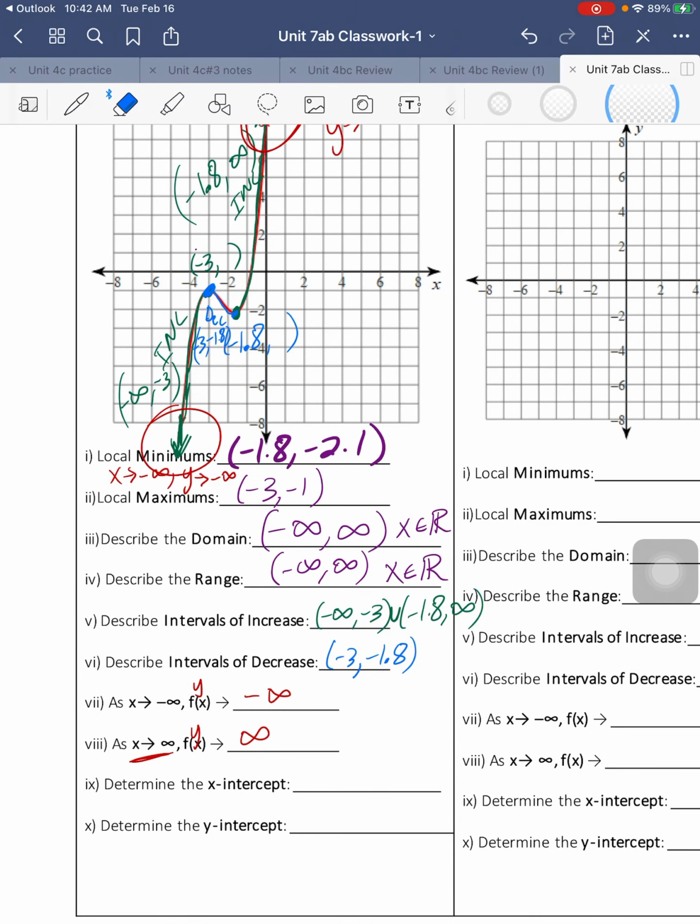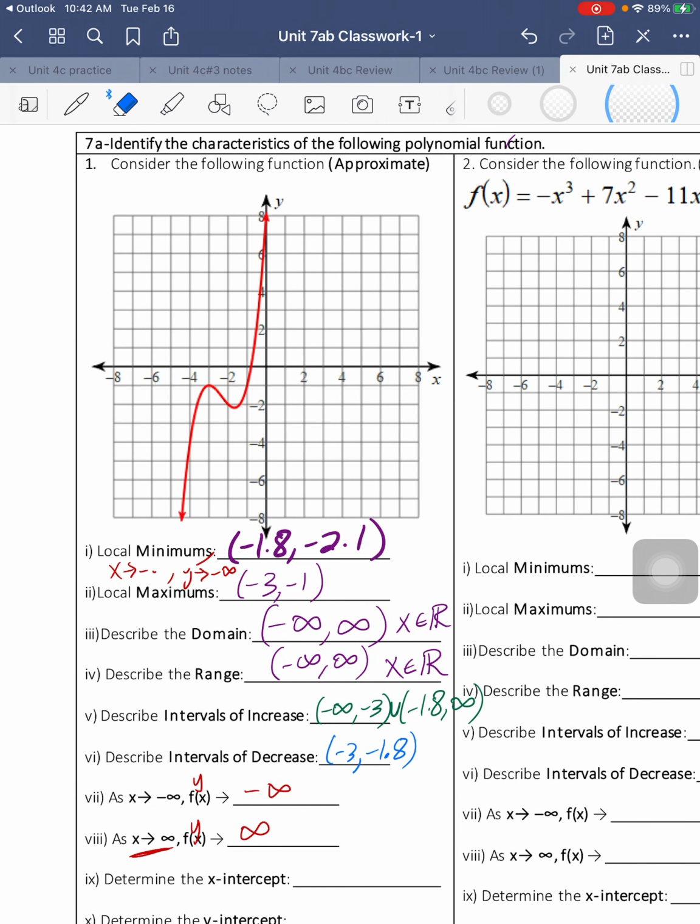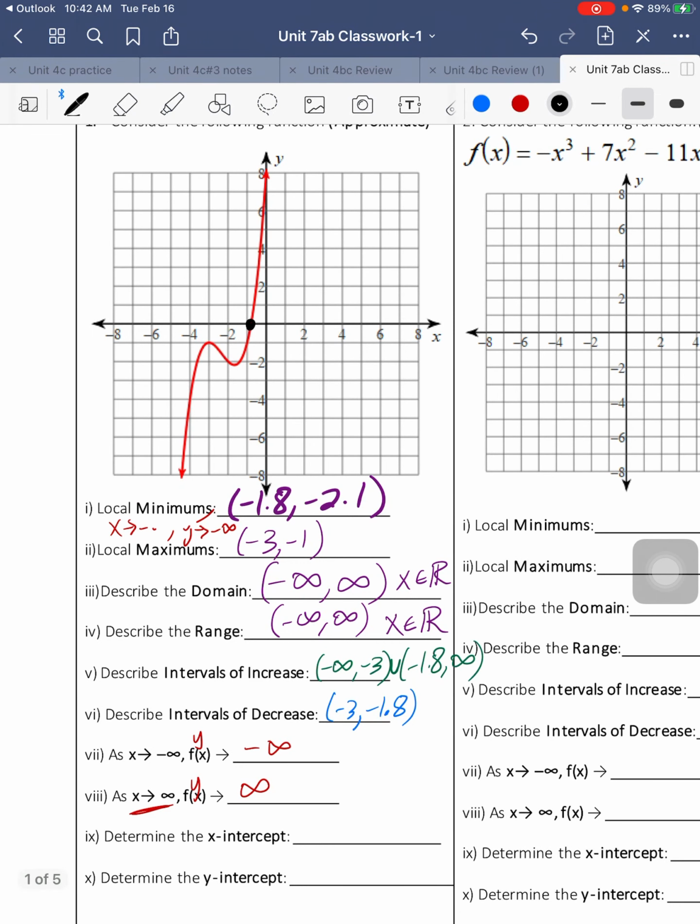Now I'm going to erase this so we can look at our x-intercepts, which are also called roots, solutions. X-intercepts, looks like we only have one. We'll say that's 0.9 or negative 0.9.